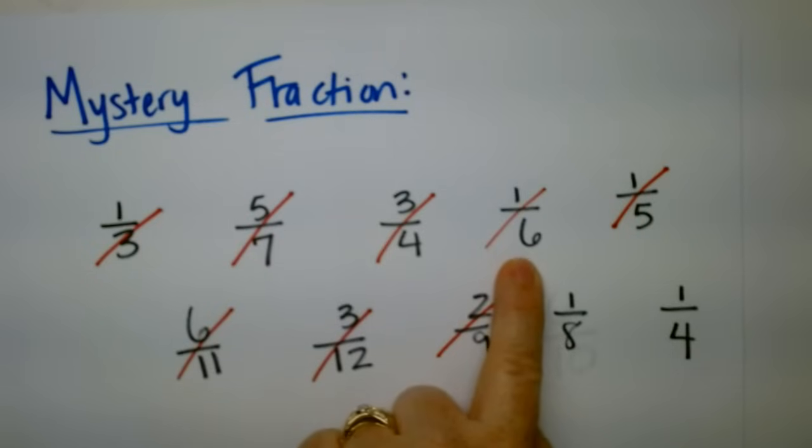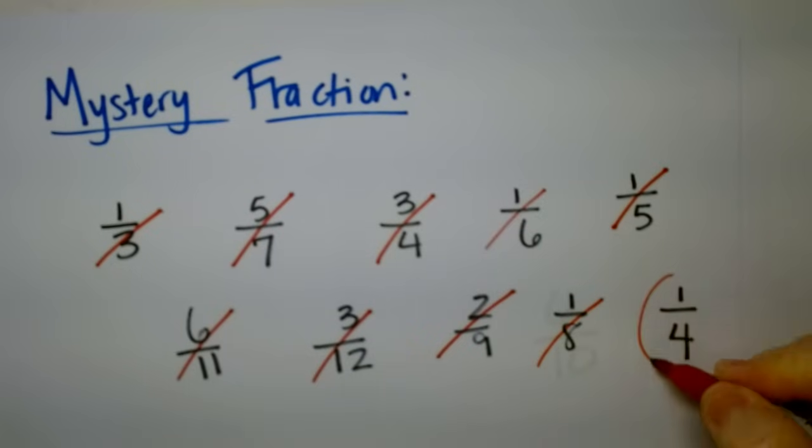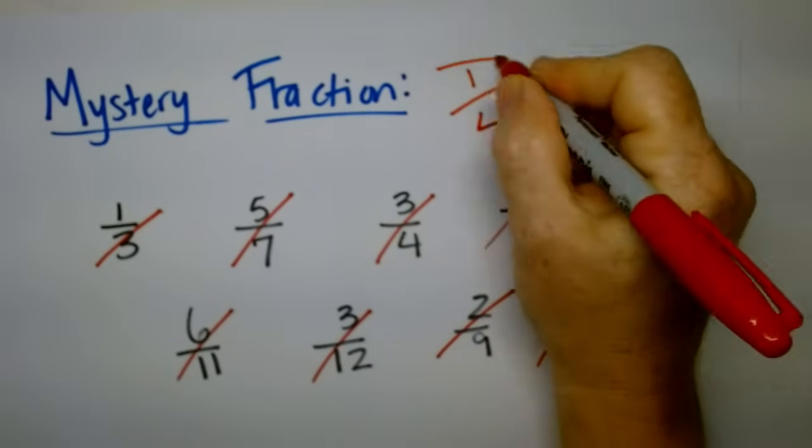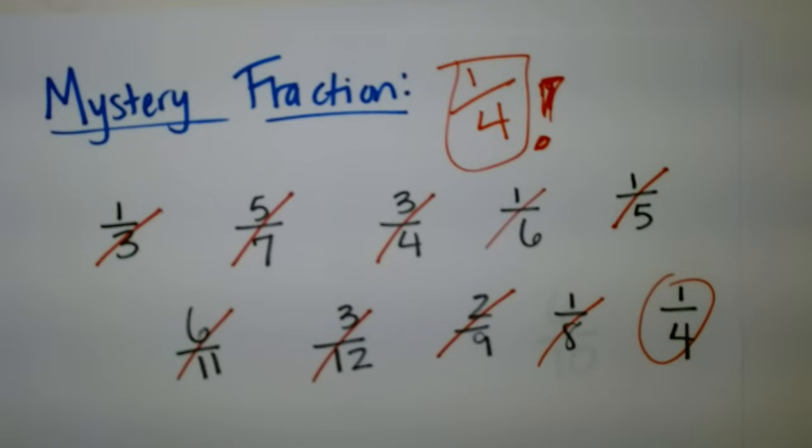Okay. All right, last one. The difference between the top and the bottom is 3. So you tell me, which one is it? The difference between the top and the bottom is 3. Did you get it? Yes. Our mystery fraction is 1/4. Good job. Yay. Okay, great.